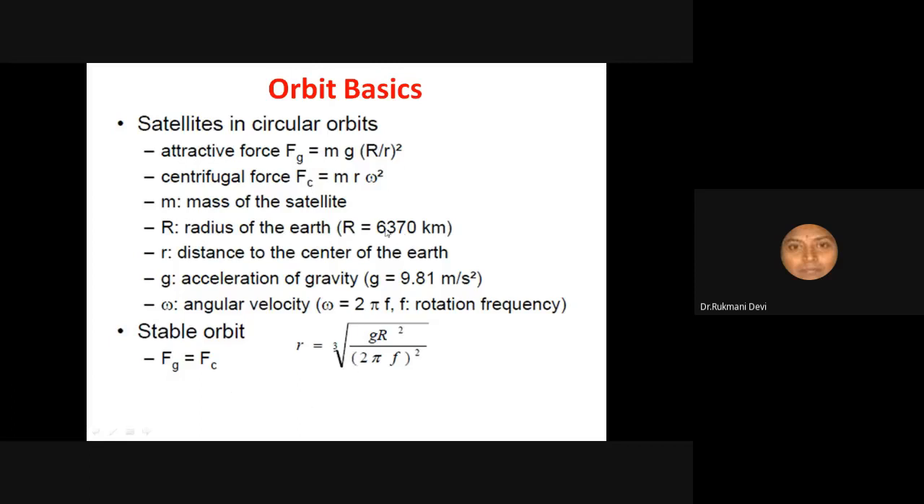So small r, the distance to the center of the Earth, is calculated as the cube root of g R squared divided by (2 pi f) squared. So we have the formula, and the formula is important. What is Fg? What is Fc? These are all the formulas you have to remember for writing the MCQs.